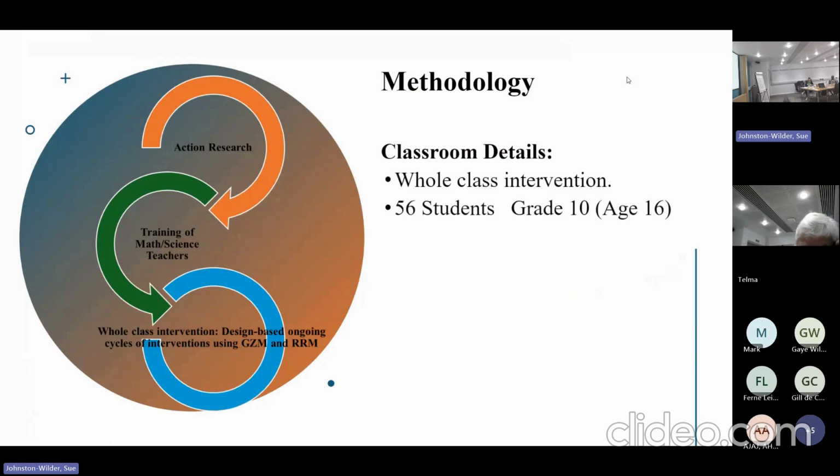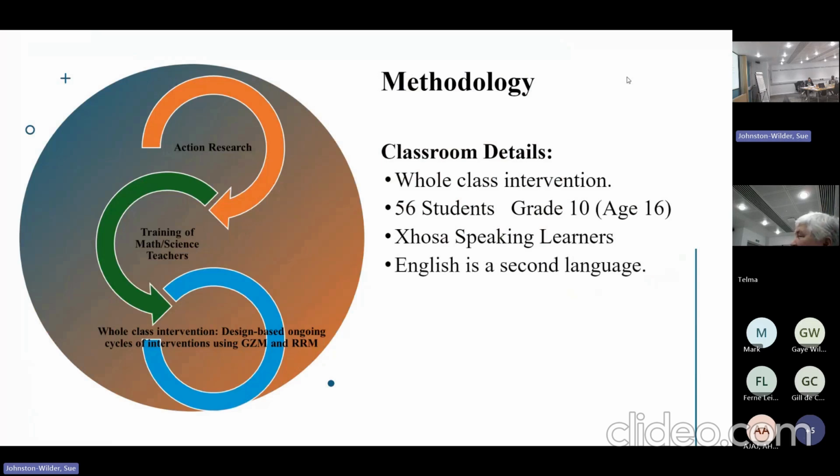So we have a whole class intervention, and there were 56 students in grade 10, and the average age is 16. And these students speak Xhosa, and English is the language of teaching and instruction. But one thing I noticed is that even the English teacher, who is supposed to teach English as a language, teaches English as a subject. So the English teacher will explain in English and then switch into Xhosa. So there was code switching in almost all the classrooms that I visited.